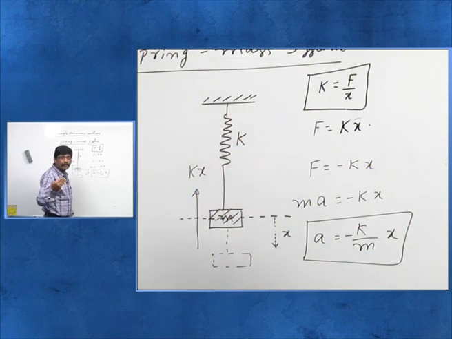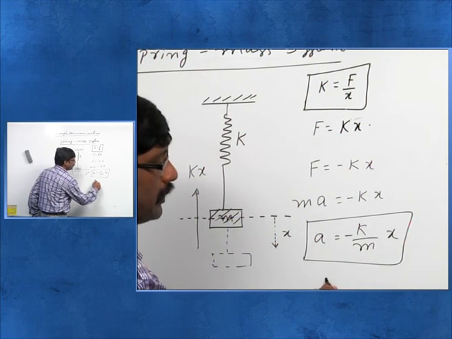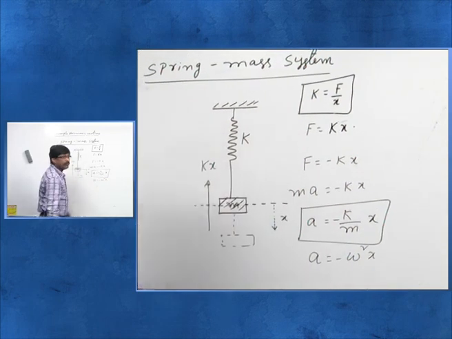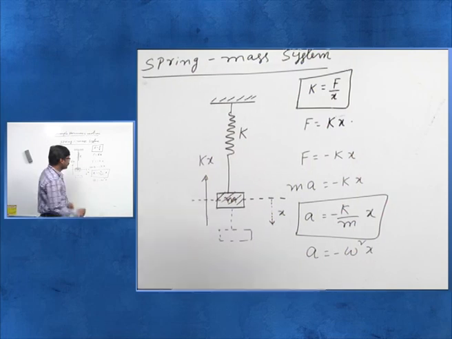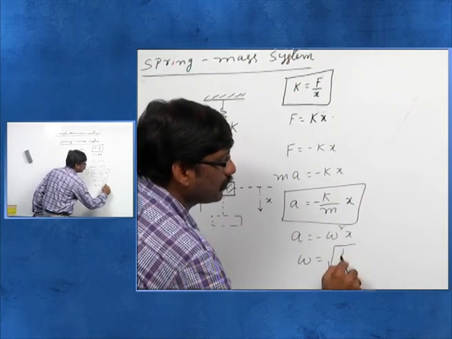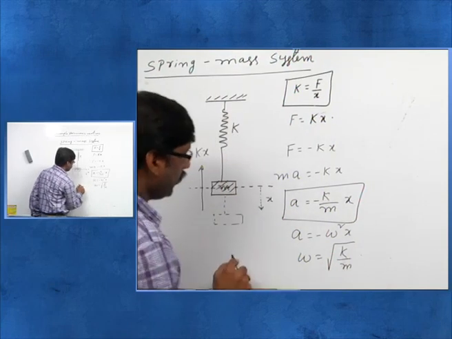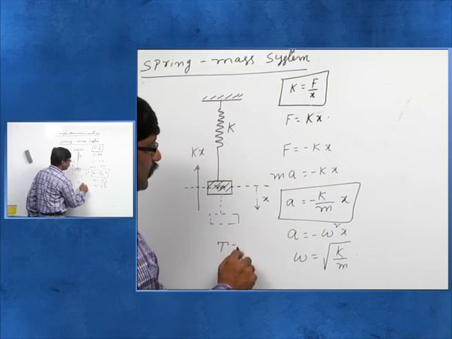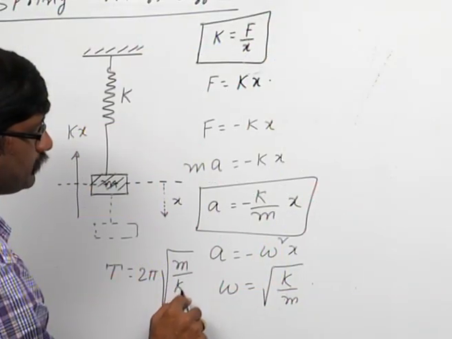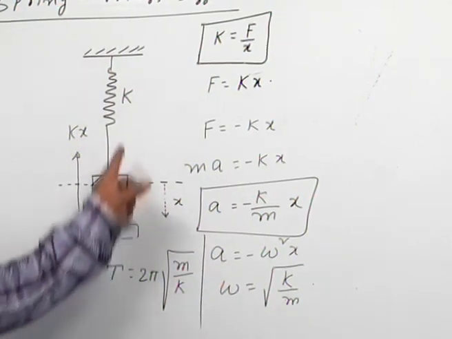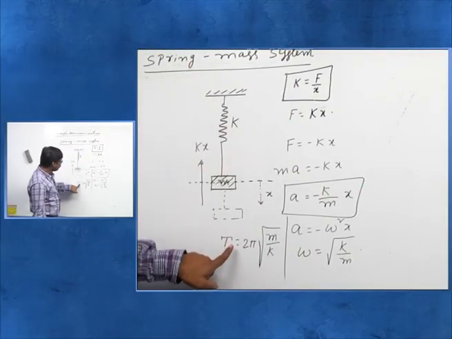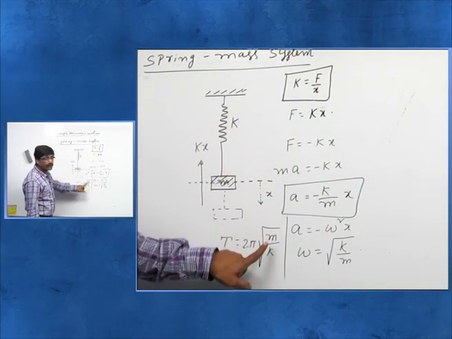So, how do you find the time period? We know that a is equal to minus omega square x, where omega is root of k by m, and the time period of SHM is 2 pi root m by k. So one more important simple harmonic system is the spring mass system, whose time period is 2 pi root m by k.